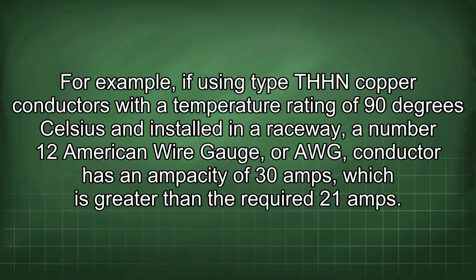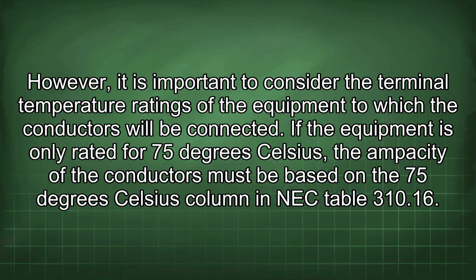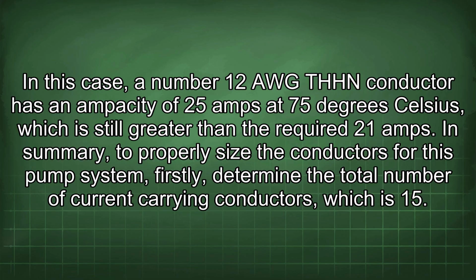the required 21 amps. However, it is important to consider the terminal temperature ratings of the equipment to which the conductors will be connected. If the equipment is only rated for 75 degrees Celsius, the ampacity of the conductors must be based on the 75 degrees Celsius column in NEC Table 310.16. In this case, a number 12 AWG THHN conductor has an ampacity of 25 amps at 75 degrees Celsius, which is still greater than the required 21 amps.